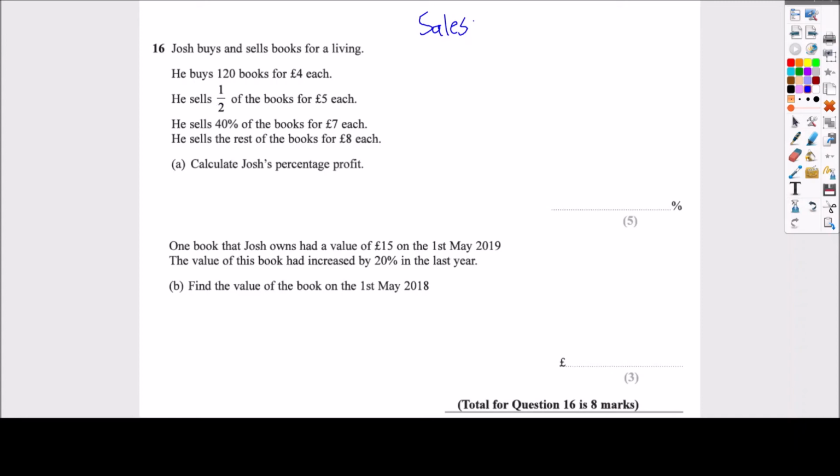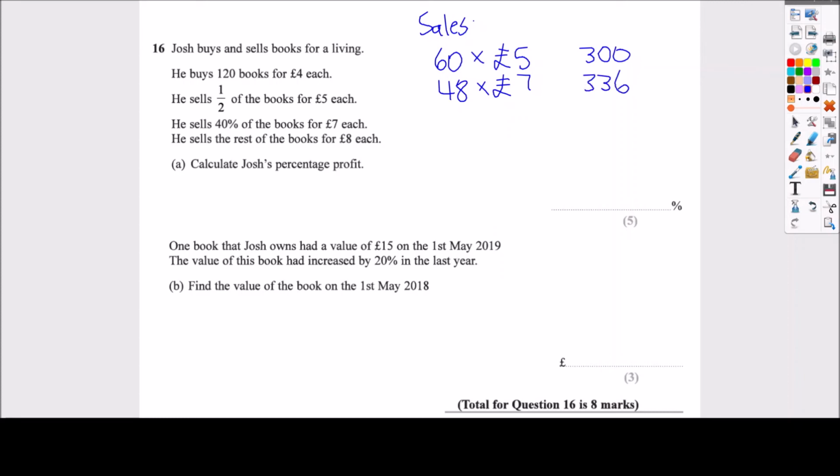So we sold half of the books for £5 each. So that's half of 120, so that's 60 books at £5 each. So that's going to be £300. Now 40% of the books, now 40% of 120, do 0.4 times 120. 0.4 times 120 is 48. So 48 books we sold for £7 each. 48 times 7 is 336.